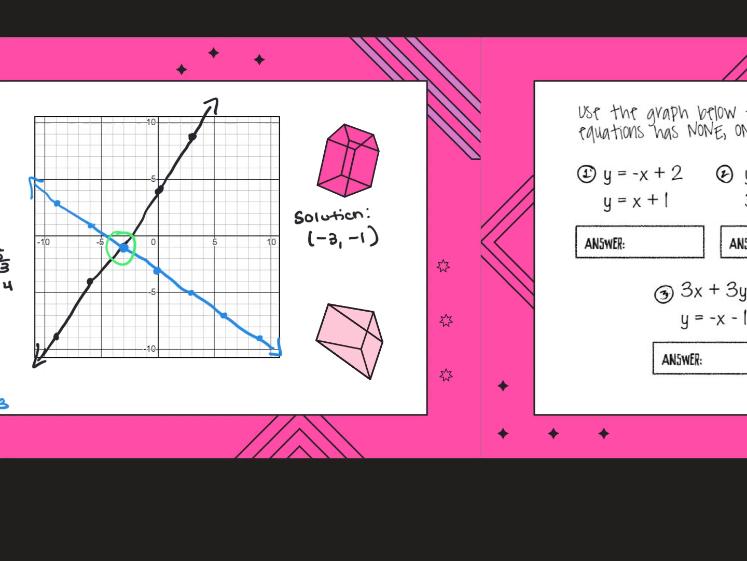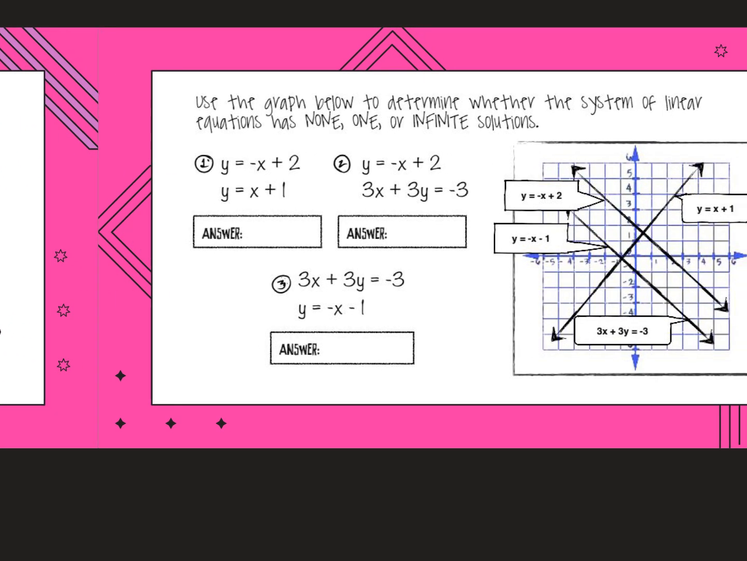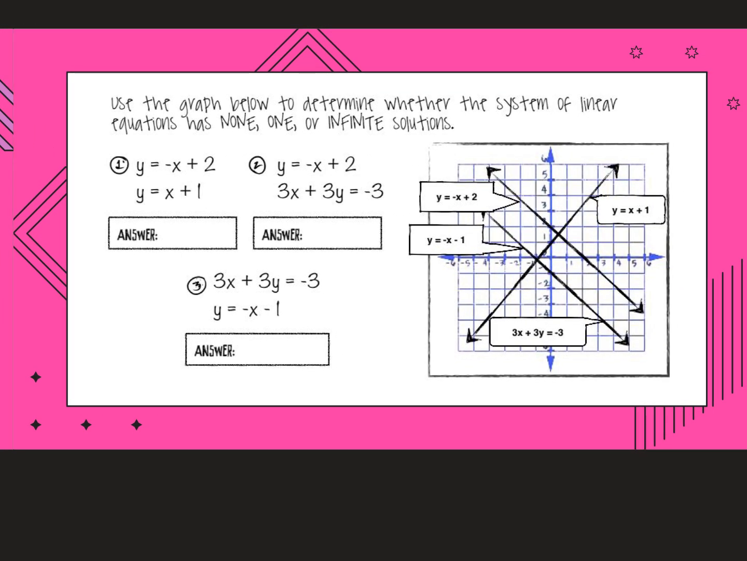All right. Now just taking a look here, use the graph below to determine whether the system of linear equations has none, one, or infinite solutions. So here the equations have already been graphed for you, so you're just looking at the graph and matching the equations in the system to see which one gives us one solution, no solution, or an infinite number of solutions.